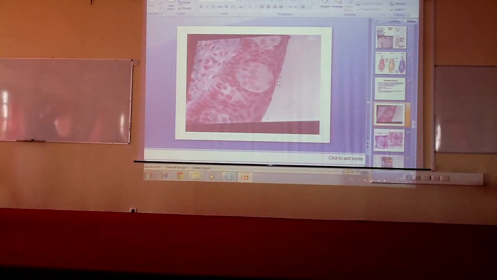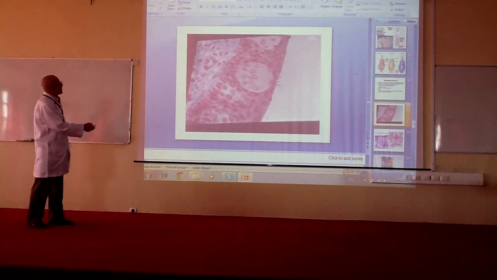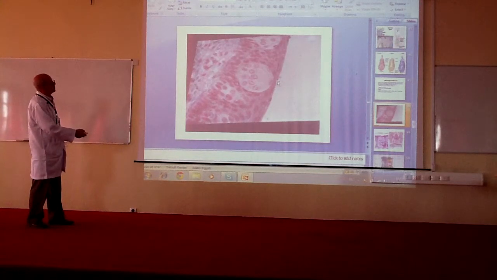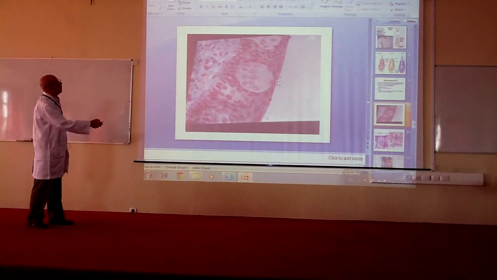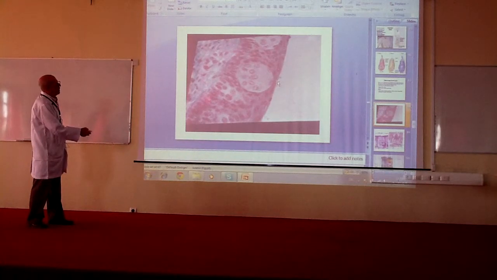Here is the taste bud. What is the covering epithelium of the tongue? Tell me. This is the epithelium and this is the underlying connective tissue, supporting and nourishing. What is the type of this epithelium? Stratified squamous, with multiple layers of nuclei: basal cells, central cells rounded, superficial cells flattened. How do we know the nuclei are flattened? How does the taste bud appear? It appears as an oval area.